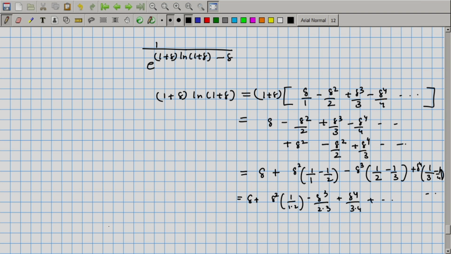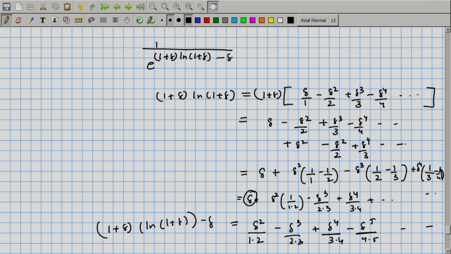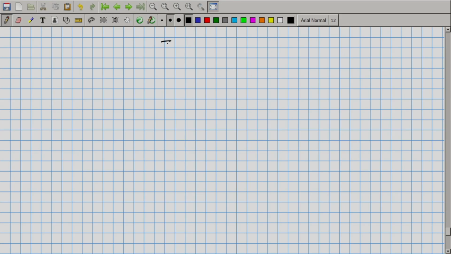And what we were interested in is 1 plus delta into log 1 plus delta minus delta. So, this term goes away. So, this is going to be equal to delta square by 1 into 2 minus delta cube by 2 into 3 plus delta raised to 4 by 3 into 4 minus delta raised to 5 by 4 into 5, and so on. Okay. How large is this? This is the exponent of this term. Okay. So, if we call this as t, how large is t? Okay. We will show that t lies between delta square by 2 and delta square by 3.